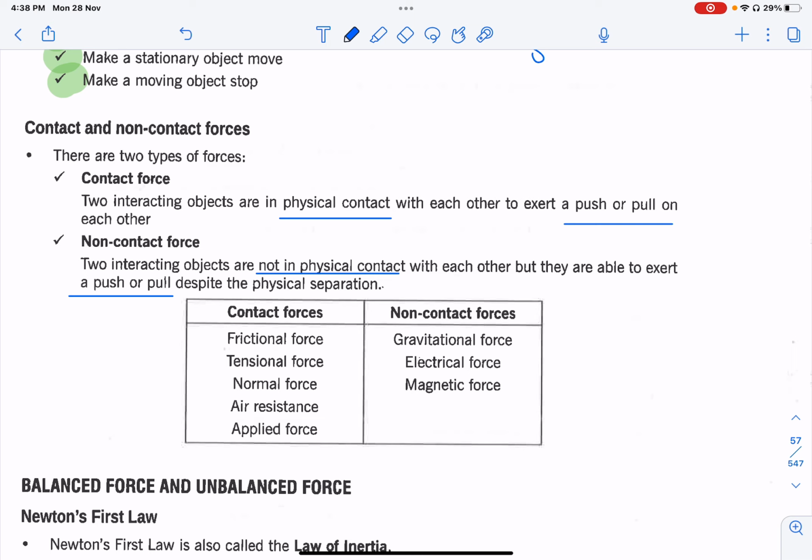Now, what are non-contact forces? Non-contact force means there is no particle touching the object. So you have your gravitational force, which is the force generated by gravity, electrical force, and of course your magnetic force, like attraction and repulsion.